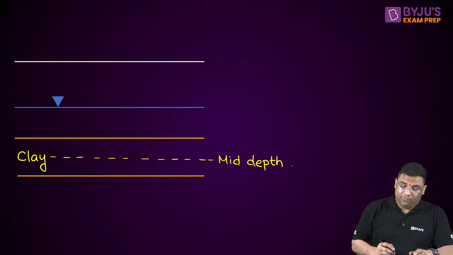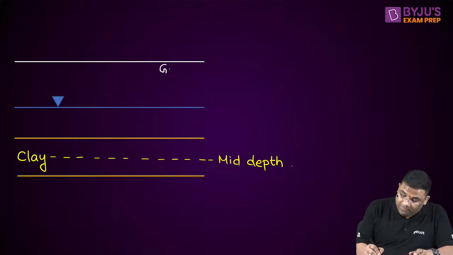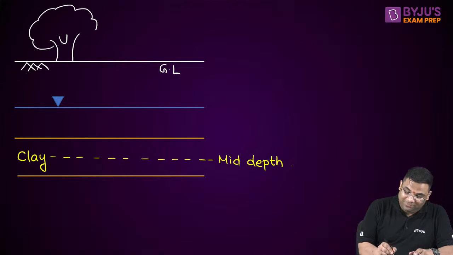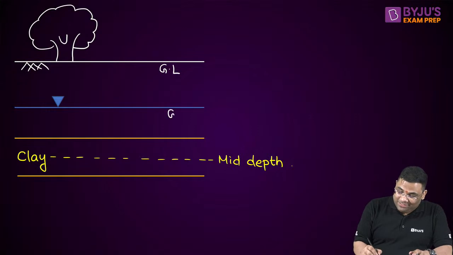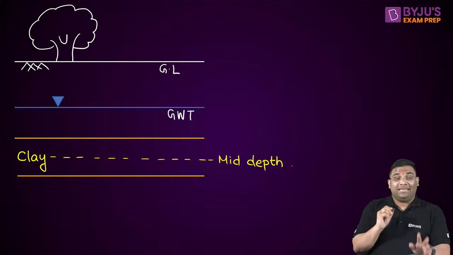Okay, and suppose this is your ground level. You can indicate it like this, or we can make a beautiful tree like this. Now, don't make a tree in your examination, just a joke. And this is your groundwater table. So this clay layer is saturated.